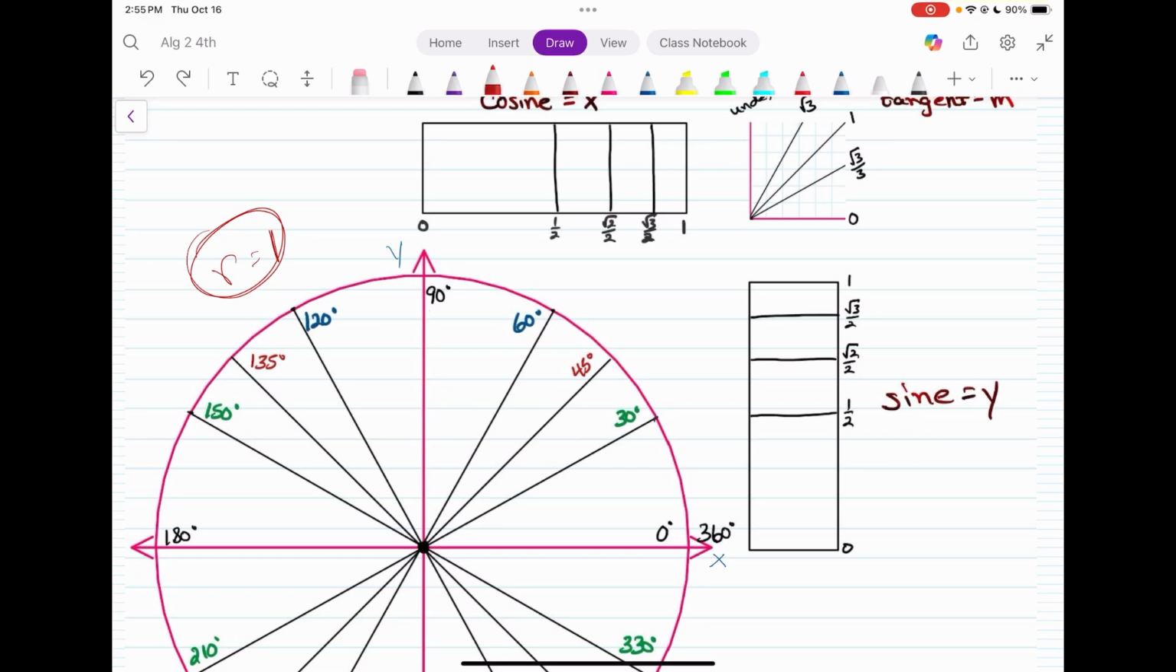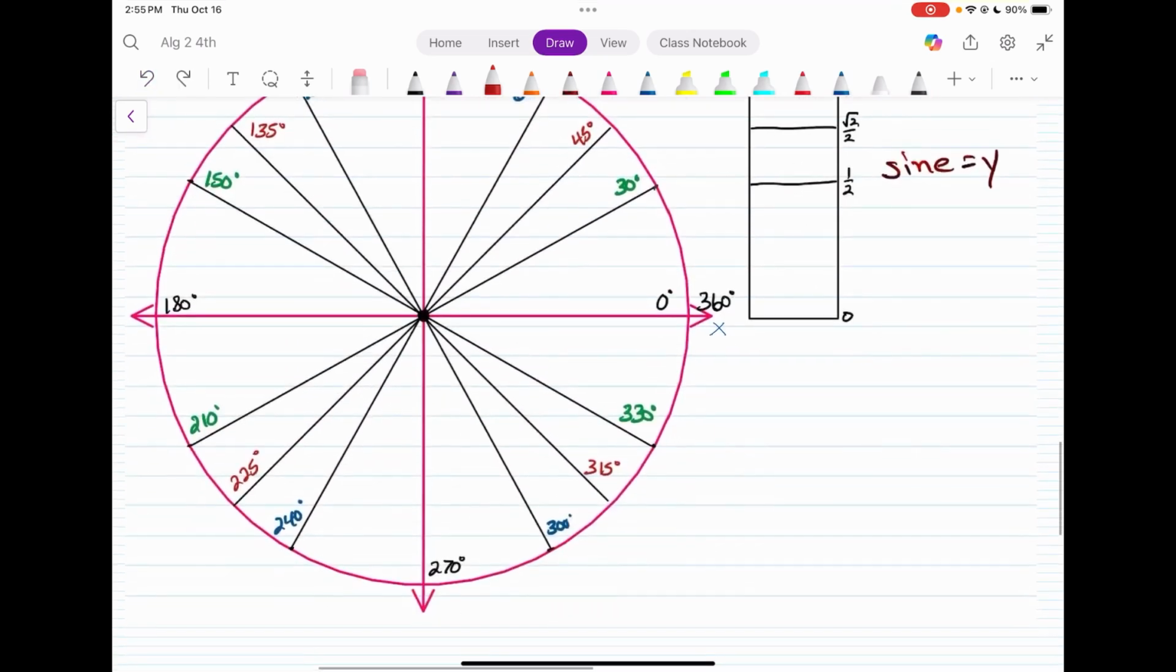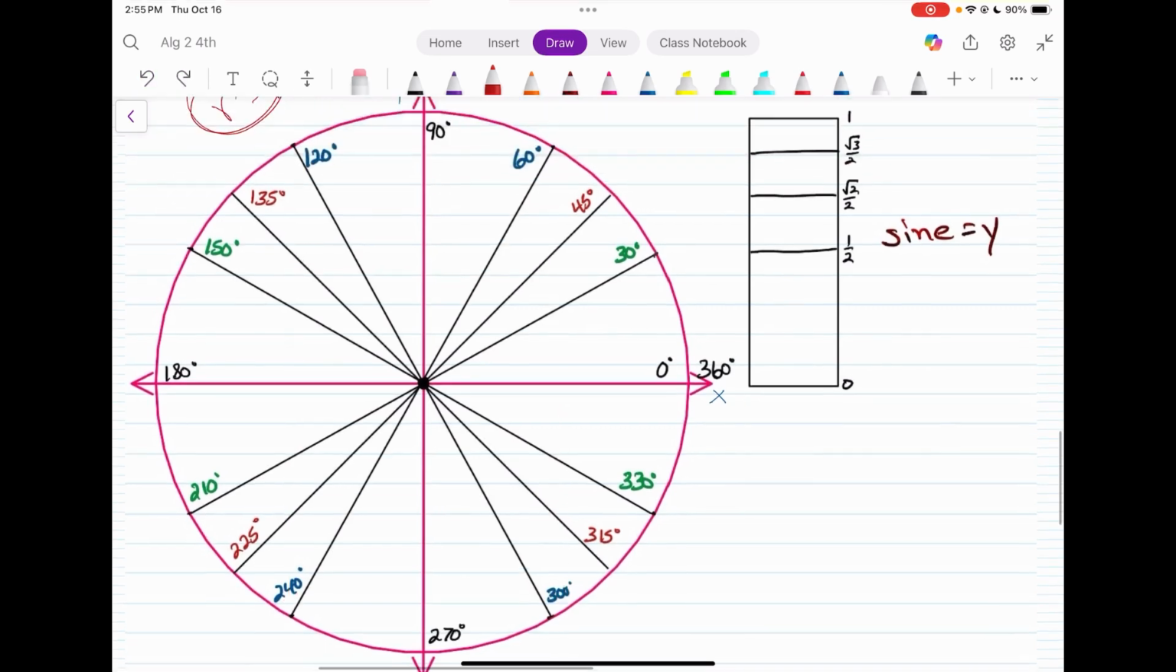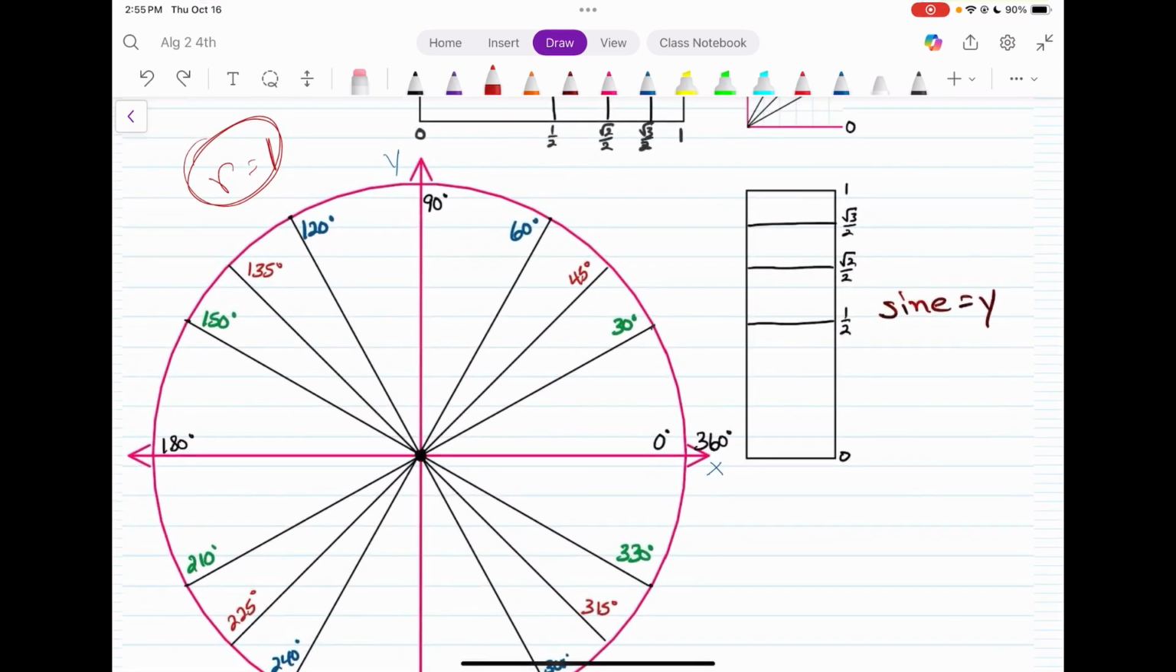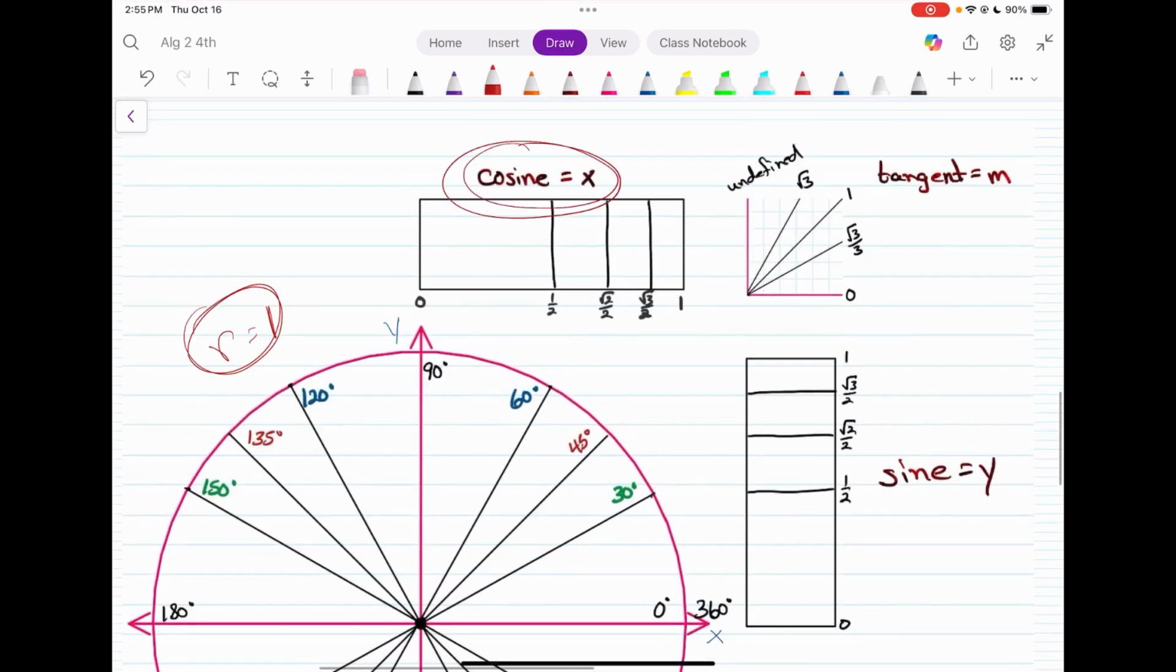If I knew the distance up to 60 degrees is root 3 over 2, then obviously 120 degrees is the same distance up because of the symmetry. And you've also got two angles down here, this distance down to 240 or this distance down to 300 would also be root 3 over 2. So a sine value is the y value. It's how far up or down an angle is. A cosine value is an x value. It's simply how far over an angle is.